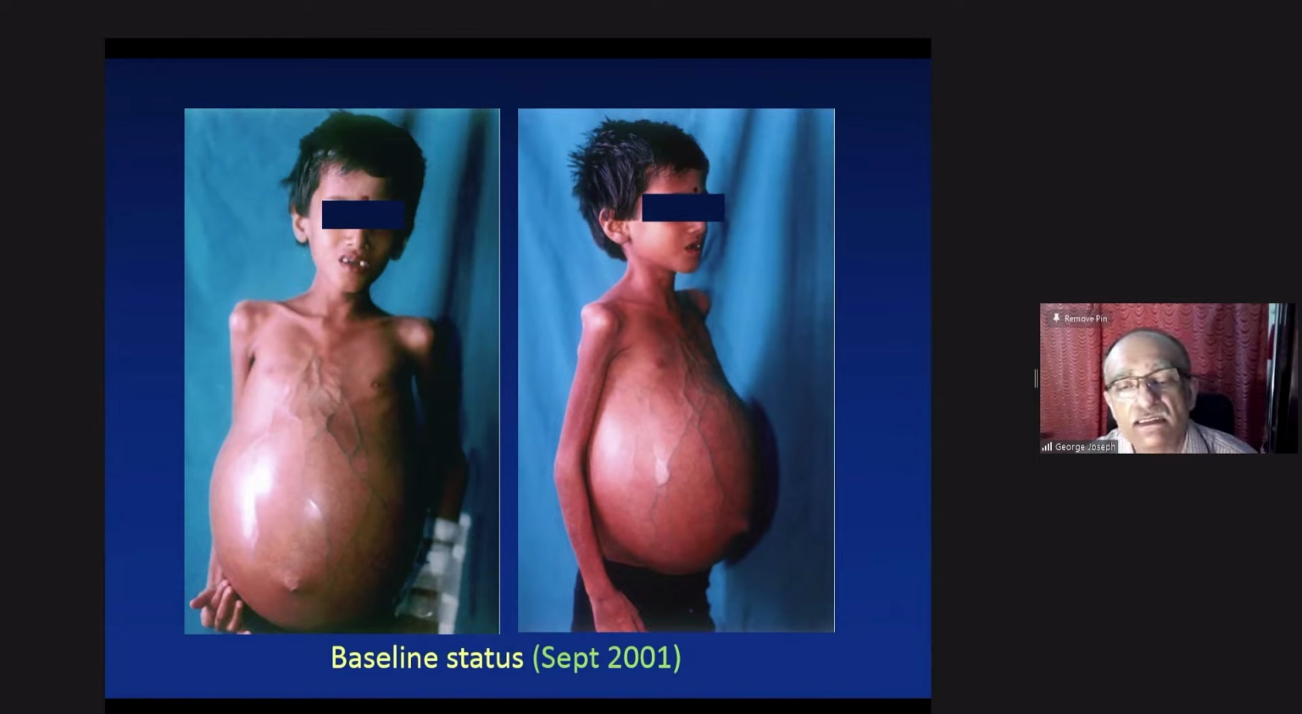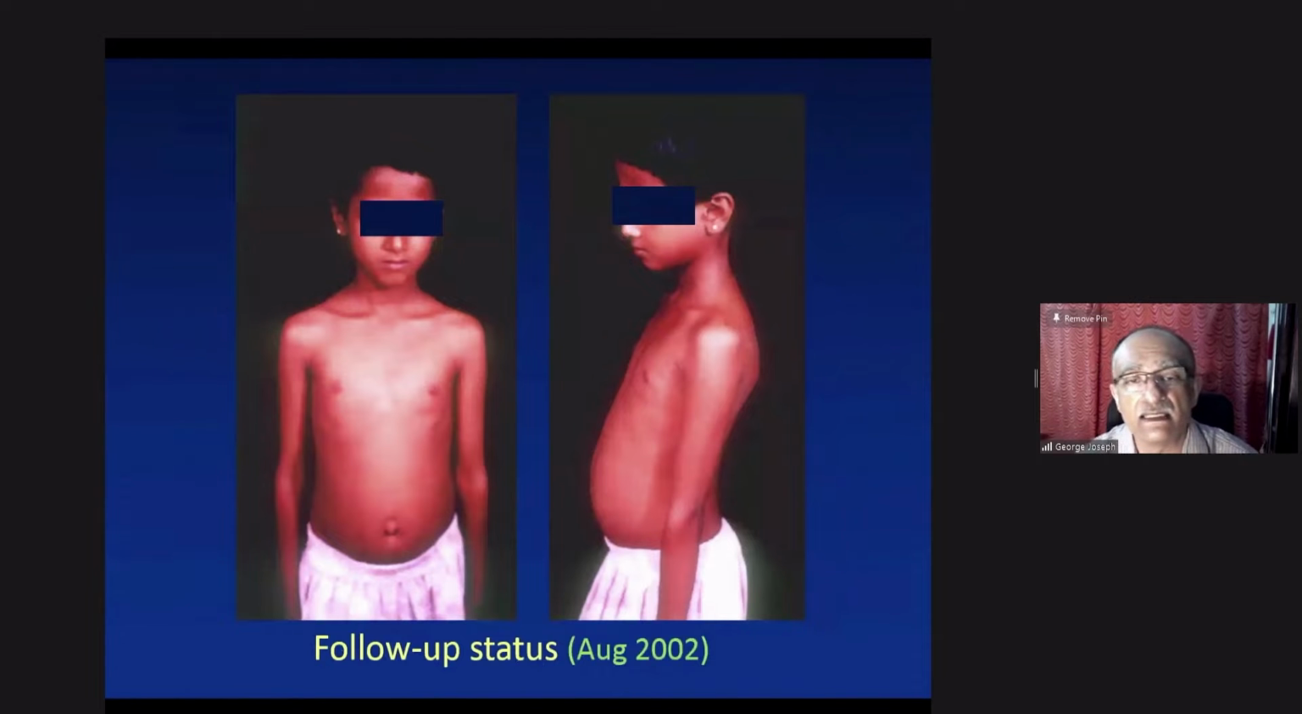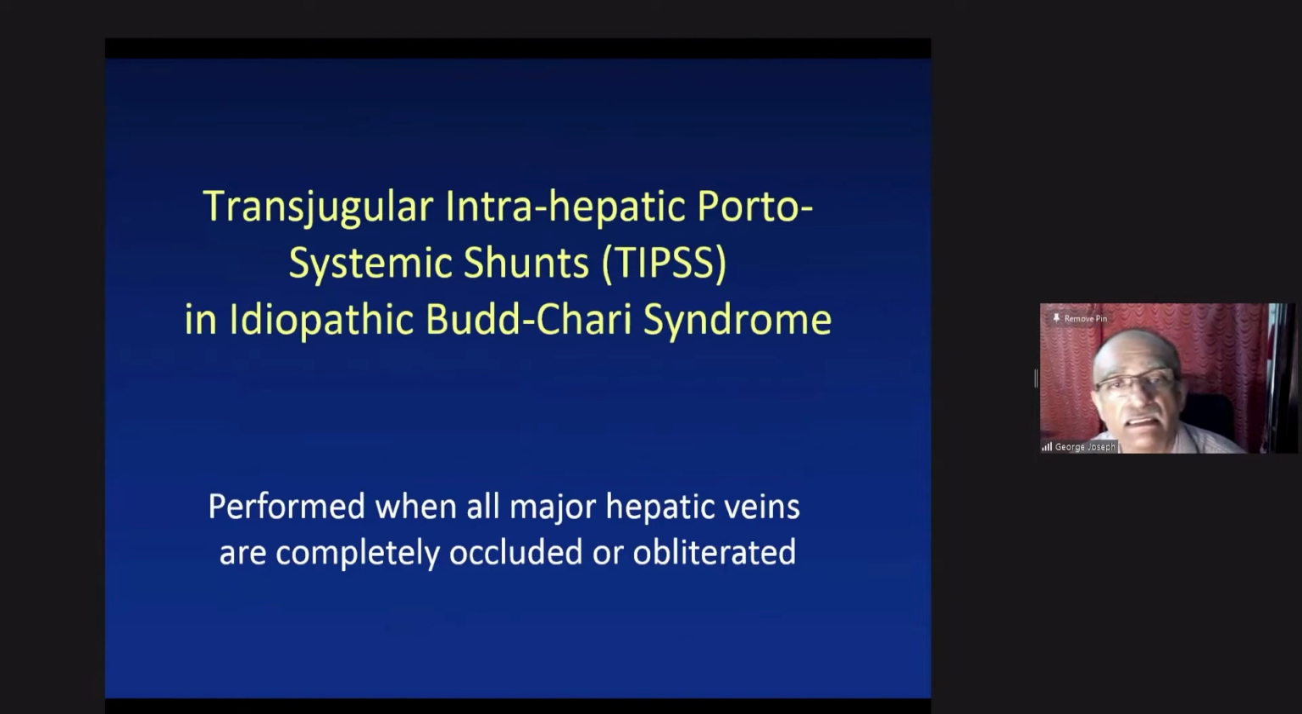Here's a child who came in a real miserable condition with severe ascites and really malnourished. And this was the problem. The hepatic veins were all occluded and the IVC had a web. So we recanalized the right hepatic vein, stented it, and also stented the IVC. And a year later, the child looks completely recovered. All the ascites is gone and she's asymptomatic. So very gratifying results when you do this procedure.